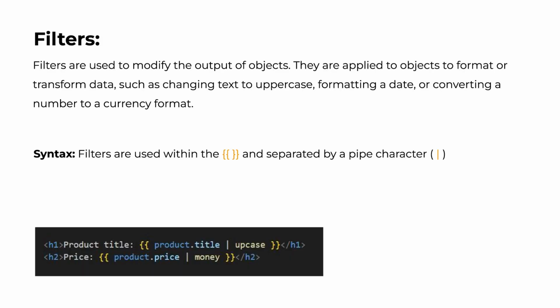Filters in Liquid are used to modify the output of objects. You can apply filters to format or transform data in various ways. For example, you can change text to uppercase, format a date, or convert a number into a currency format. Think of filters like the makeup artist and special effects in a movie. You don't see them directly, but they have a huge impact on how everything looks and feels. Filters are used within double curly braces and separated by a pipe character.